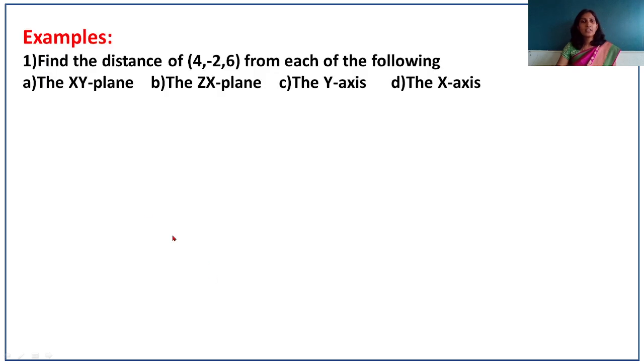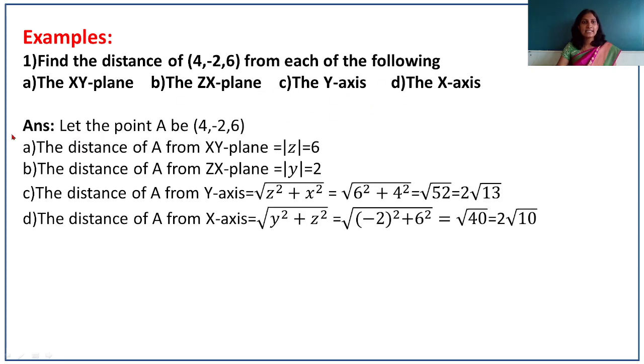Then next example, find the distance of (4, -2, 6) from each of the following: xy plane, zx plane, y-axis and x-axis. Suppose there is a point A, its coordinate is (4, -2, 6). The distance of A from xy plane, its formula is magnitude of z, which is directly 6. The distance of A from zx plane is mod of y, so -2 becomes +2 because distance is never negative.